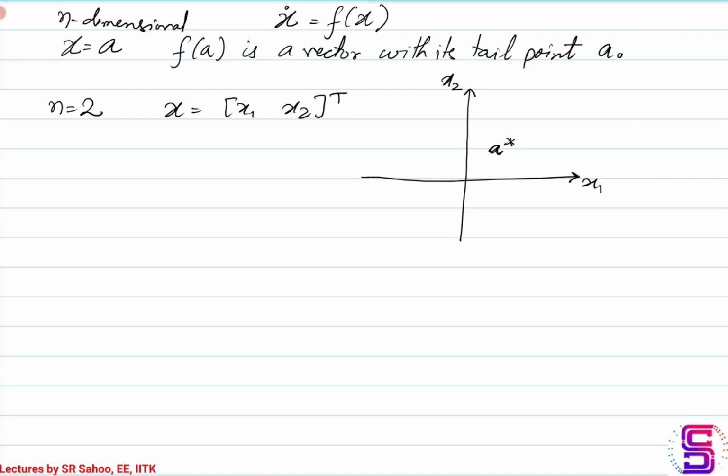Now at A, f of A is essentially a vector starting at A. So what does it say? If you are at A, then what is the direction in which you are going to evolve and with what magnitude? If you assume that this autonomous system has a solution and the solution is unique, then x of t is going to be the solution.